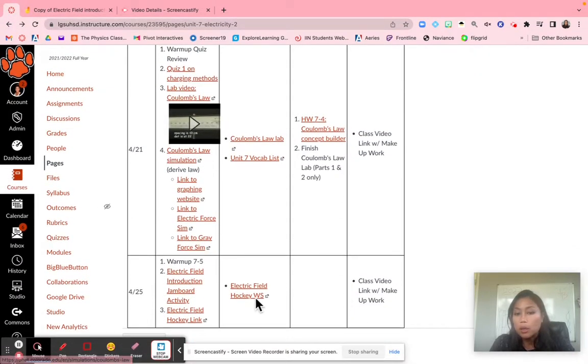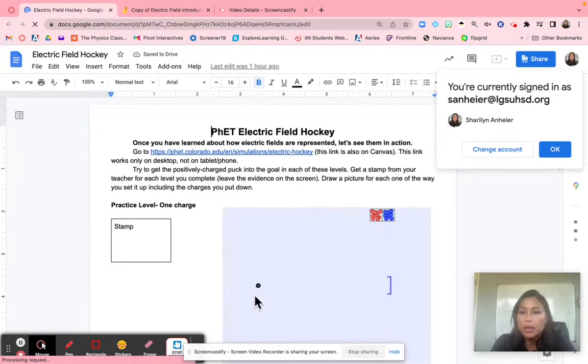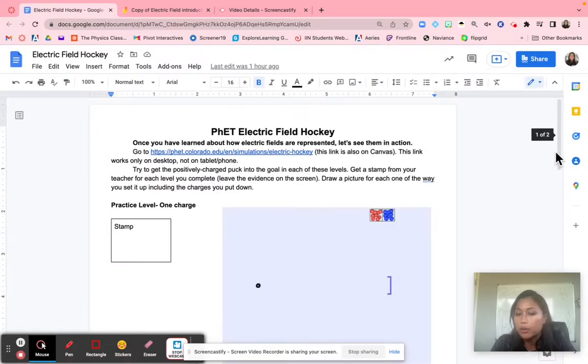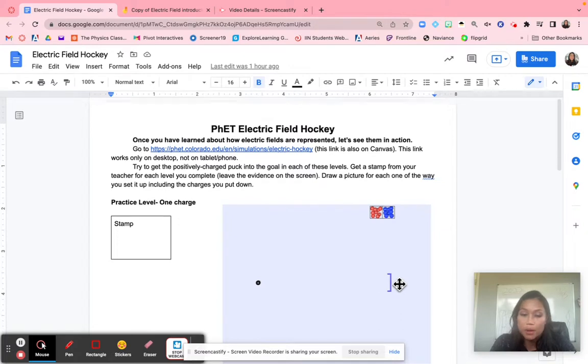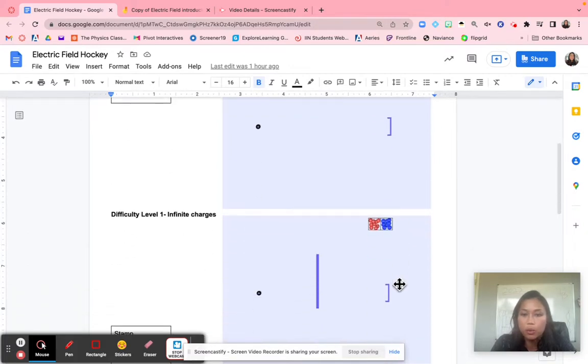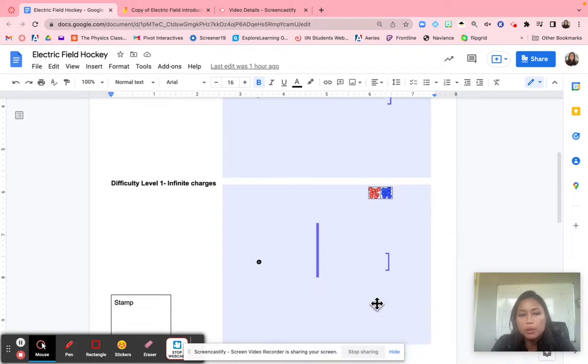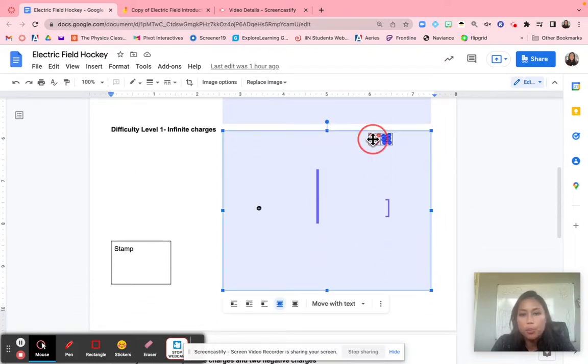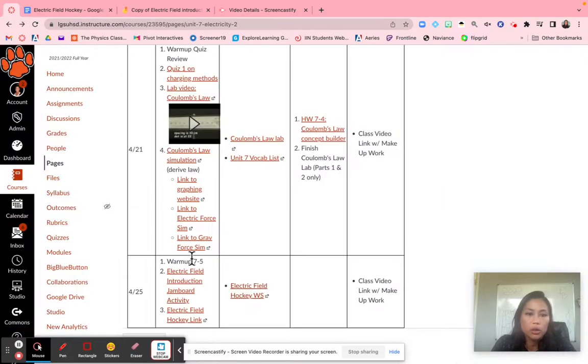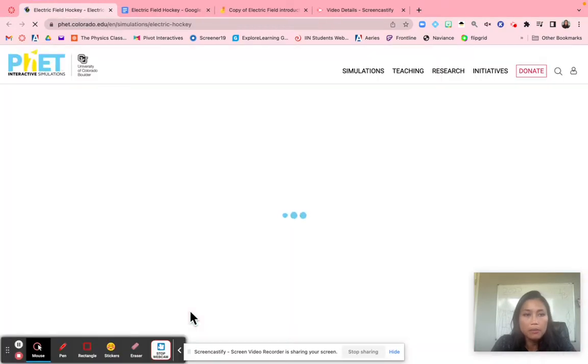So this one is the worksheet that you collected earlier today when you walked into class. And this one is going to take your understanding of electric fields and have you try to get this positive test charge into the goal. So it's essentially playing hockey with charges. It gets a little more complicated because now you've got some obstacles and you can pull in as many. Well, let me show you. Here's the link on Canvas.